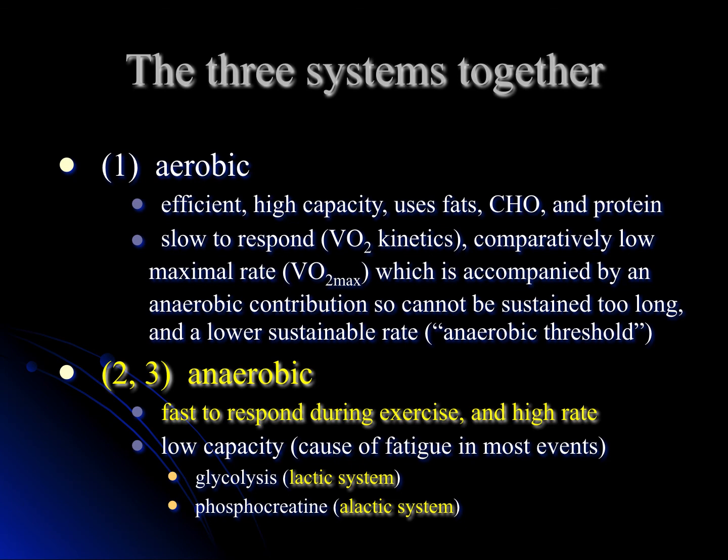Then the second and third systems were the glycolysis and the phosphocreatine system. Glycolysis produces lactic acid, and it is therefore often referred to as the lactic system. Phosphocreatine does not produce lactic acid, so it's often called the alactic system. And I've highlighted in yellow the important characteristics of these anaerobic systems: kinetics and power. They respond quickly, and they produce ATP at a high rate. And it is these characteristics of the anaerobic systems that make them so valuable in middle distance running and related activities.